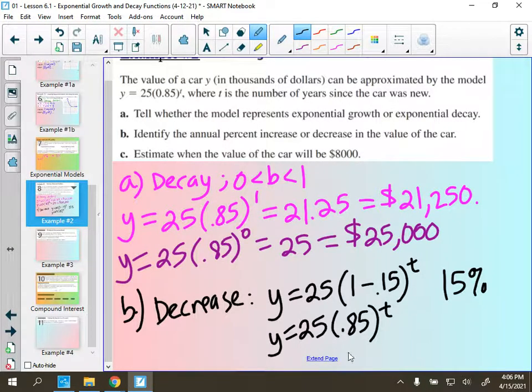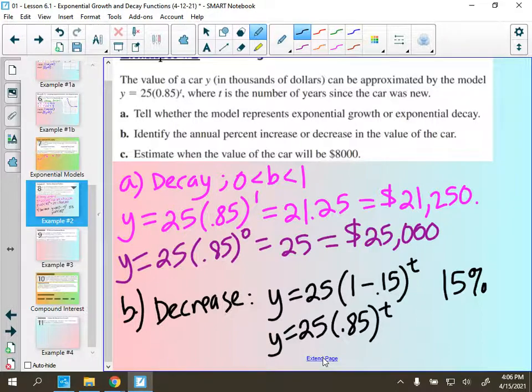Last thing before we finish up with this part: the other way to think about this is, you're still losing value, so that's not going to change, but the optimist's way might be to say, yeah, you're losing 15% of your value every year, but you are maintaining 85% of your value. So maybe hearing it that way is like, oh yeah, that's not a bad thing. But anyways, the last one is asking us to estimate when the value of the car will be $8,000.